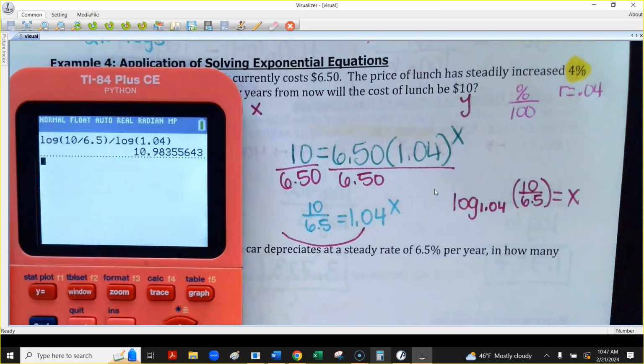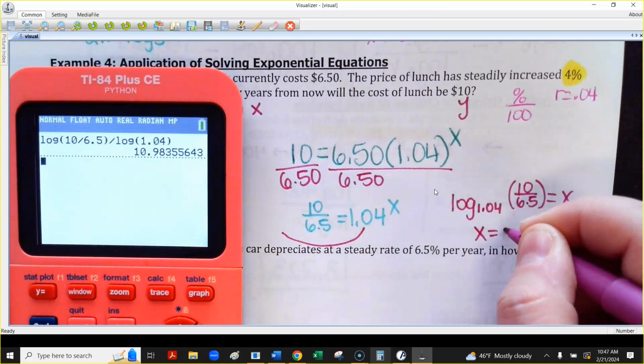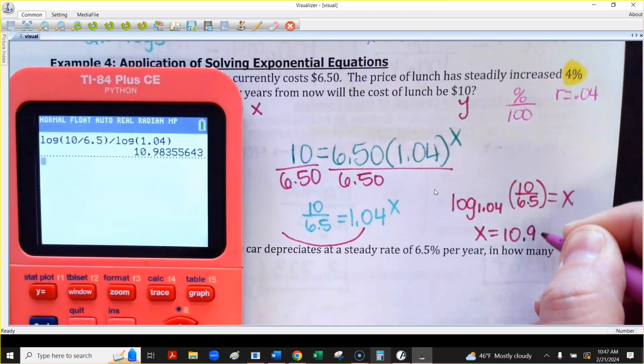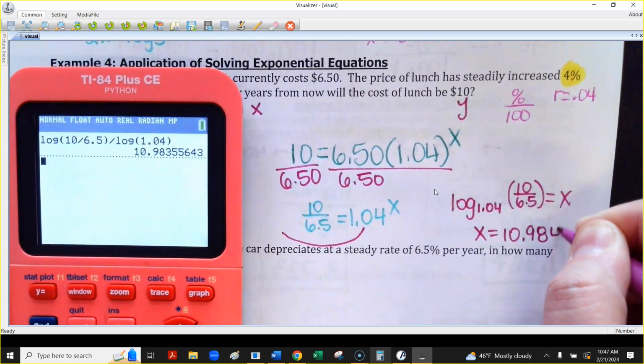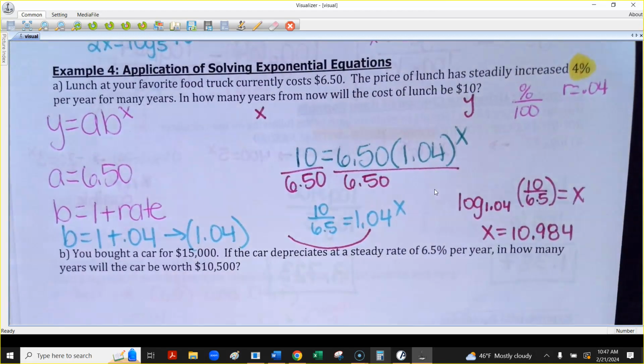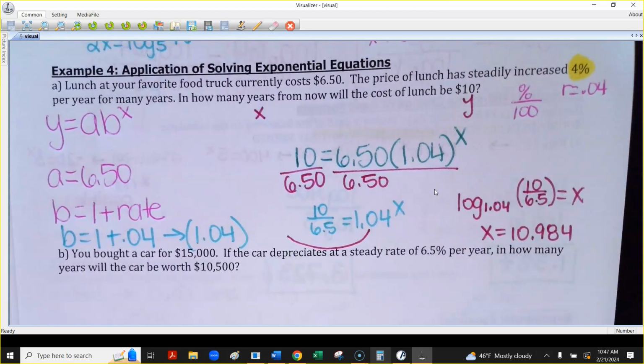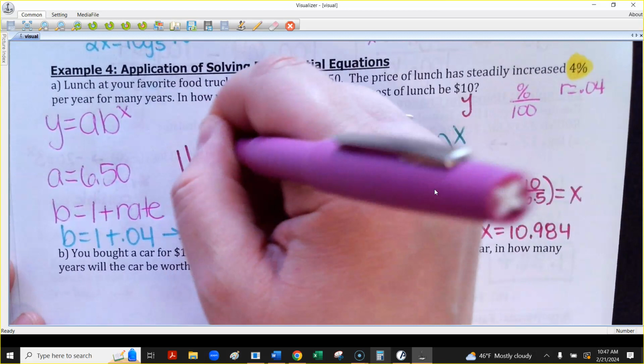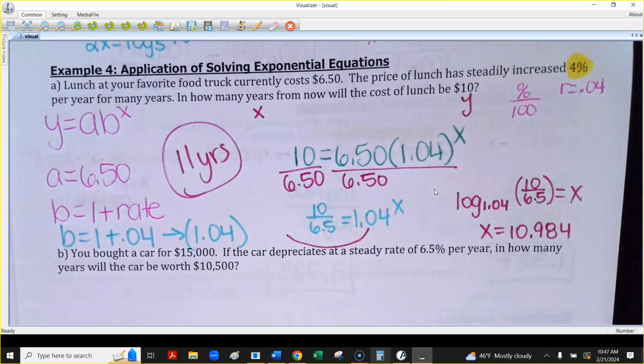All right, so I'm getting 10.984. X is going to be the time. So about how many years is this going to take? I would say this is going to be 11 years. So this is going to happen. Does anybody have a question?